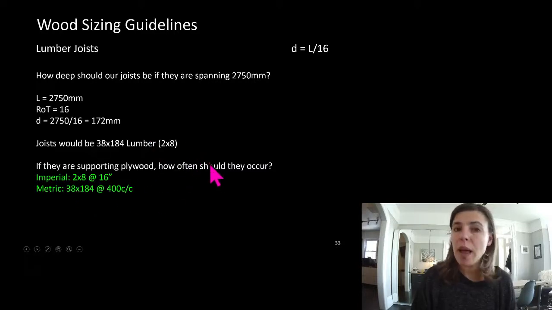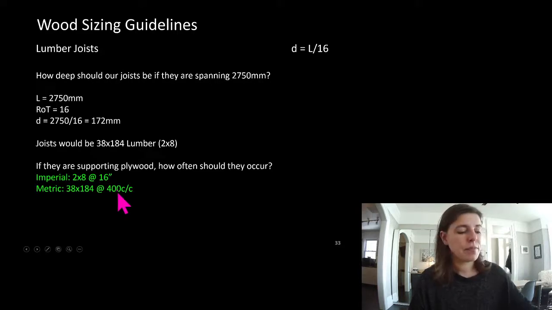If they're supporting plywood, they should occur every 16 inches. So if we're doing an imperial project, we'd put a 2x8 at 16 inches on center. Or we might write 38x184 at 400 millimeters center to center.